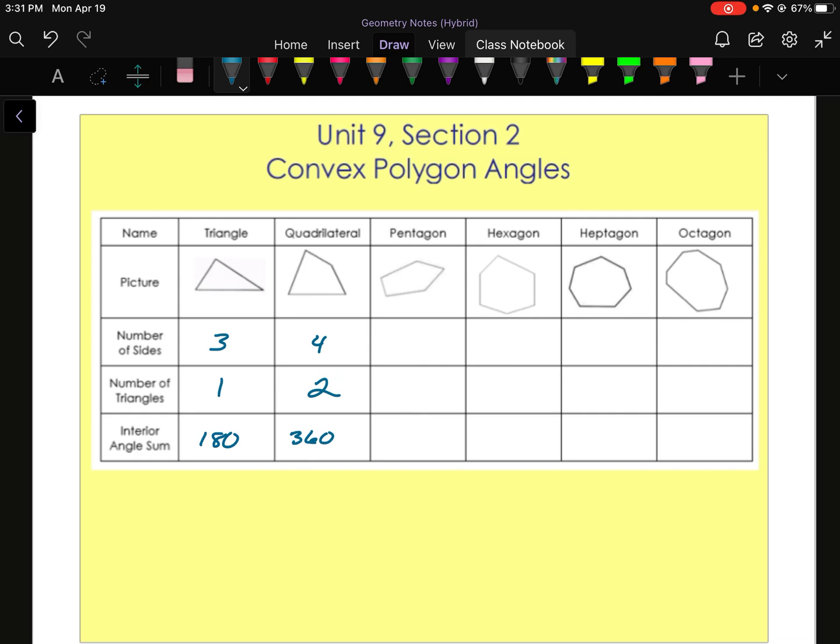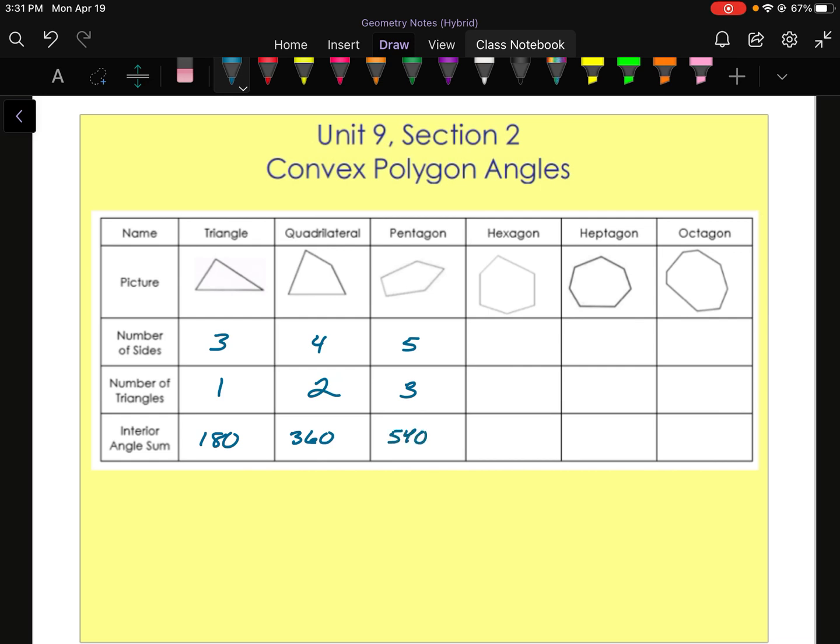A pentagon has 5 sides. There are 3 triangles, so I could draw it like this and like this. You have 1, 2, 3, for example. If you add up 180 plus 180 plus 180, you end up with 540 degrees.